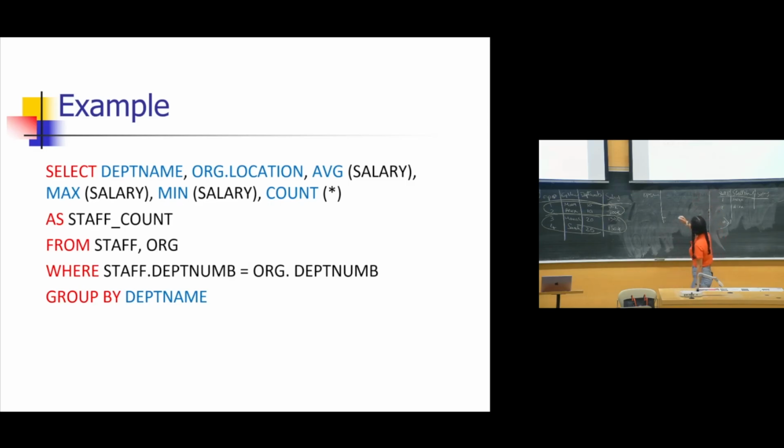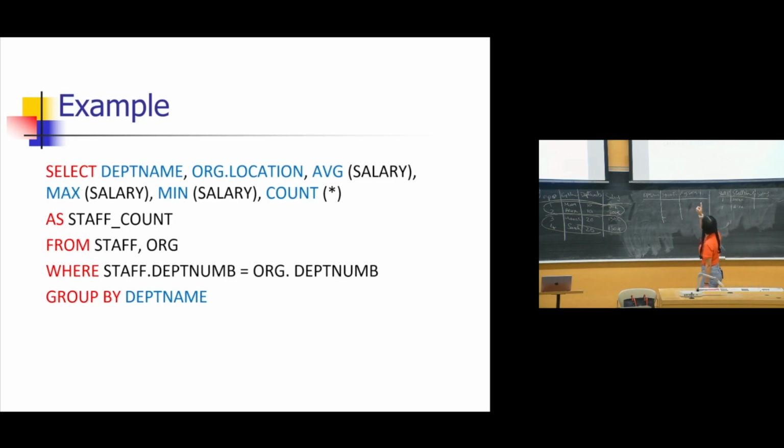we have location, organization location, we have average salary, and max salary, min salary, count star. I don't write the rest because they are all similar to these aggregated functions, right? So they are the same. We don't have enough space, so we just write this. Now, this would be the result.